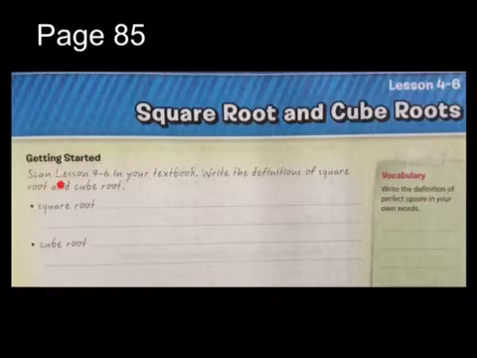As always, let's scan lesson 4-6 in your textbook. Write the definitions of square root and cube root. If you know it already, go ahead and write the definition for square root and cube root. You can pause the video now and write it or continue playing.